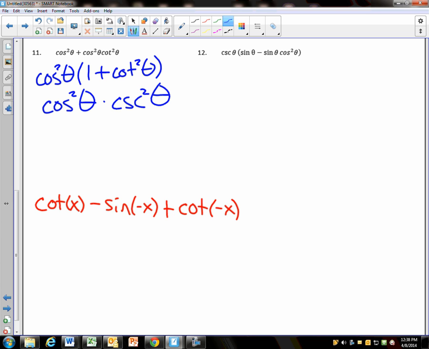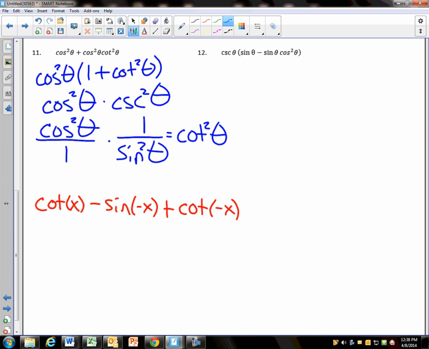Now that I have cosecant, maybe if I rewrite that in terms of sine and cosine, I'll be able to simplify it a little bit. Cosine squared of theta over 1 times, how can you rewrite cosecant? 1 over sine squared of theta. Cosine over sine simplifies to cotangent. So this is cotangent squared of theta.